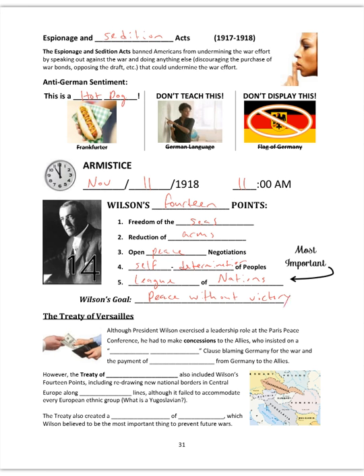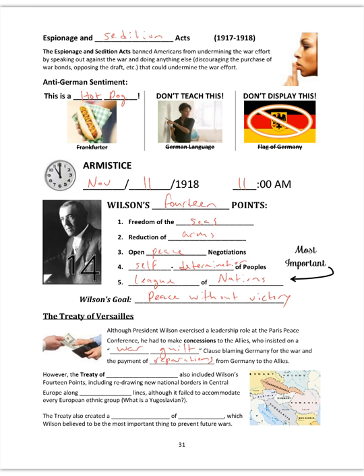Trying to get everyone to cooperate and really do something that would benefit everyone, so it doesn't feel like there's winners and losers as part of the Treaty of Versailles. So with the Treaty of Versailles, although President Wilson exercised a leadership role at the Paris Peace Conference, he had to make concessions to the Allies. So his 14 points didn't necessarily go 100% his way. So concessions to the Allies, who insisted on a war guilt clause, blaming Germany for the war and the payment of reparations. So Germany was blamed for the entire war, and they had to pay money to the Allies for that.